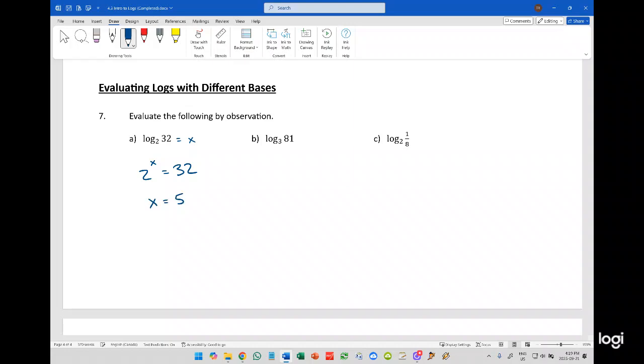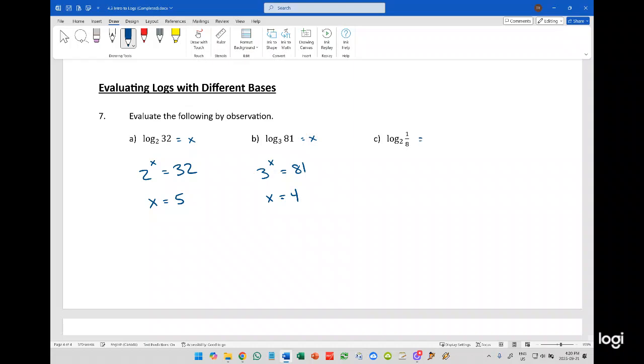So no calculator needed for that. The next one is, what exponent do I put on 3 to get 81? So I'm converting from log form to exponential form. And my brain says 3 times 3 times 3 times 3 is 81, so x is 4. Of course, these only work because the numbers are working out nicely for us, but we'll see how to use our calculator in just a moment.